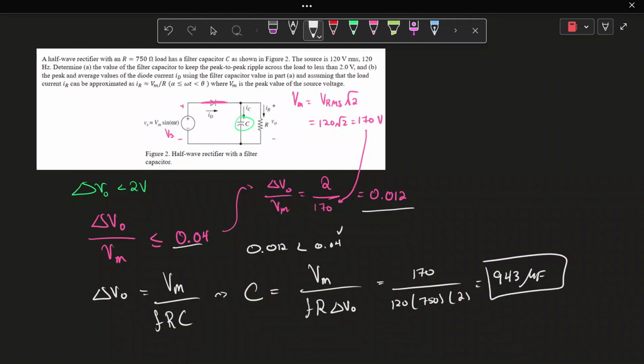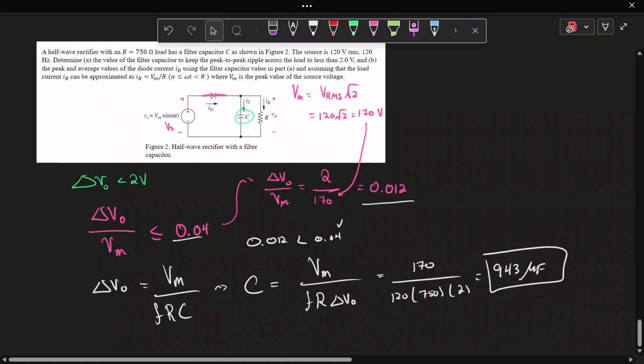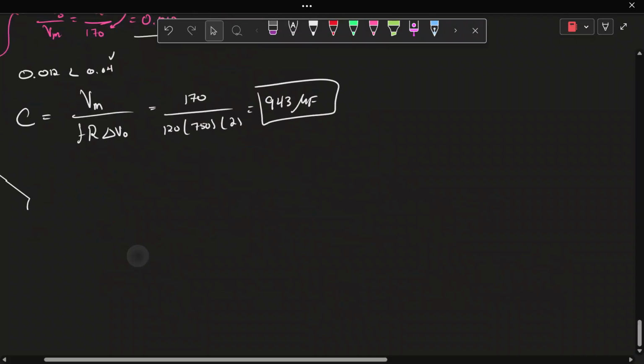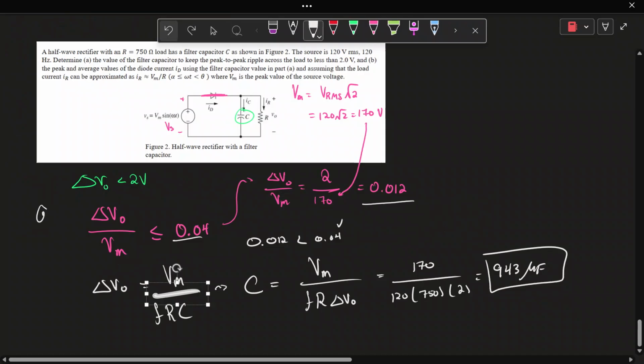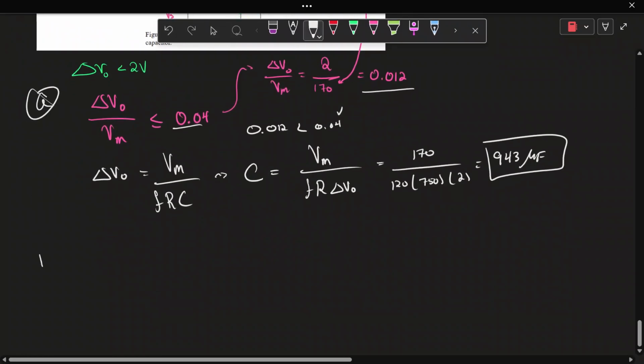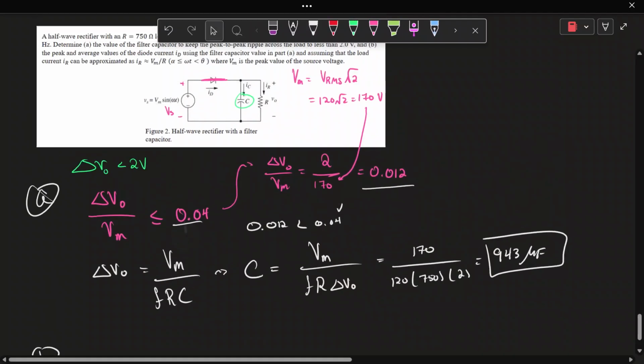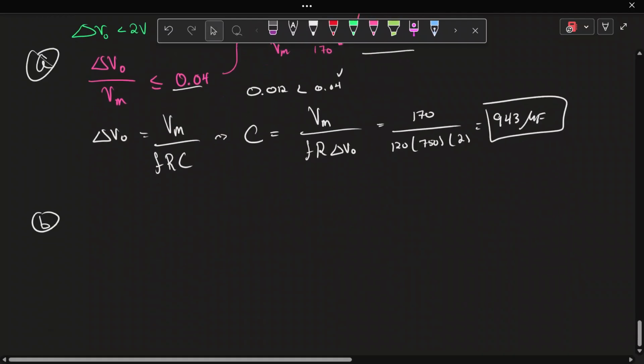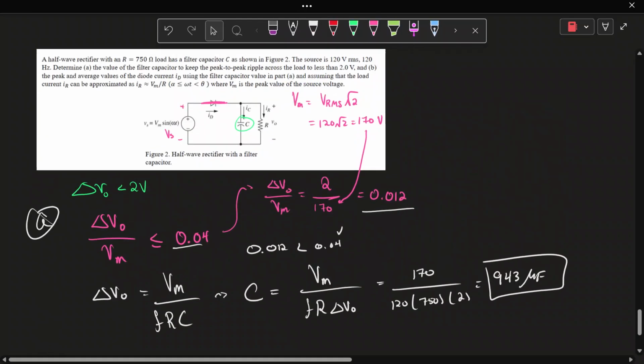So that's part A. Part B is going to ask us for the peak and average values of the diode current using the filter capacitor we found just now in part A. Now, for part B, again, we're finding the currents, the peak and average. So we're looking for ID. We'll solve for this.